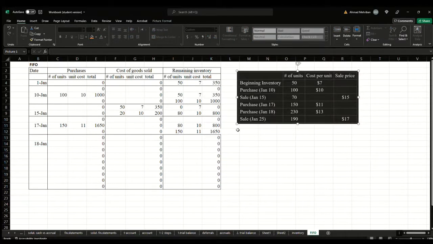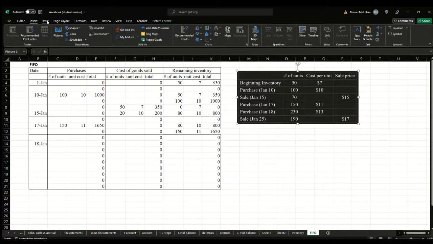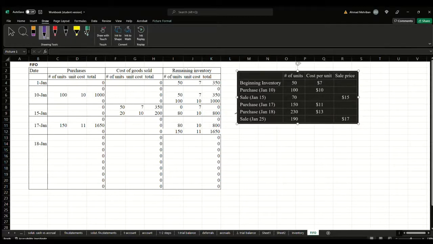You can see it. I don't know actually if you can see the mouse. So if you don't, I'm really sorry. We have January 18, I'm sorry. We did all of those. Now we're doing the January 18. And that one, we purchased 230 units for $13 each, the value of which comes to 2,990.